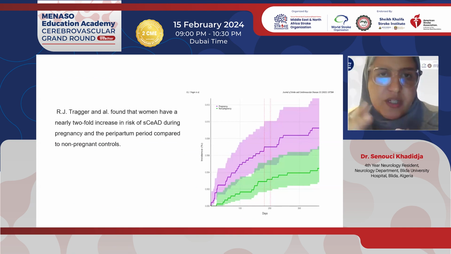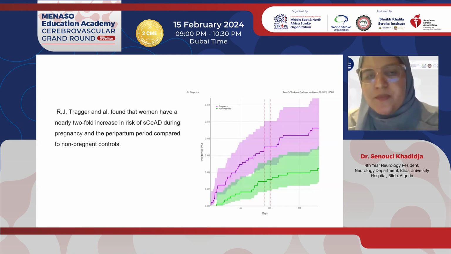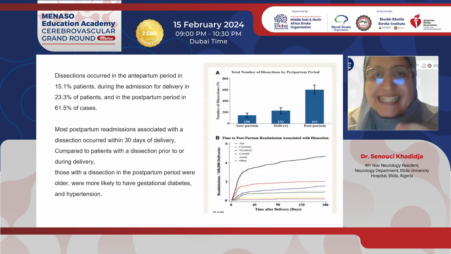The first major result was that women have a nearly twofold increase in risk of developing carotid artery dissection during pregnancy and the peripartum period compared to non-pregnant controls. The second main result was that dissections occurred in the postpartum period in 61.5% of cases, followed by dissections during delivery, then dissections in the antepartum. Most postpartum readmissions associated with dissective disease occurred within 30 days of delivery, compared to patients with a dissection prior to or during delivery.